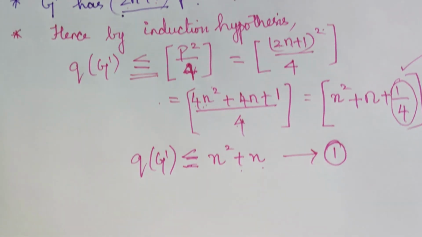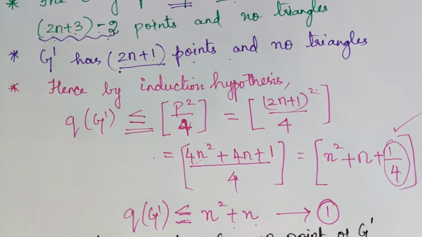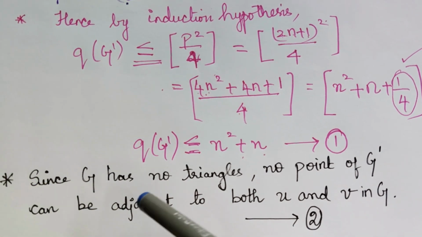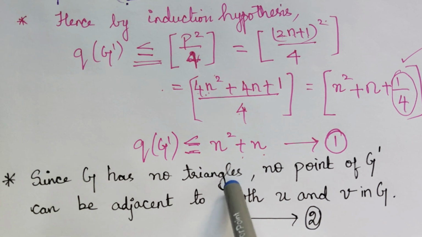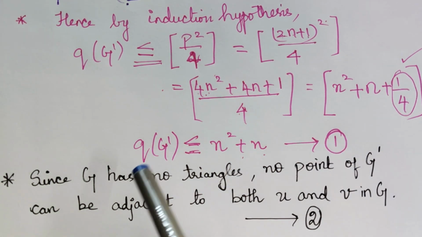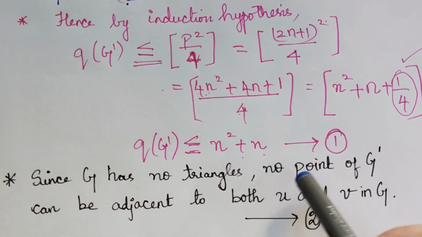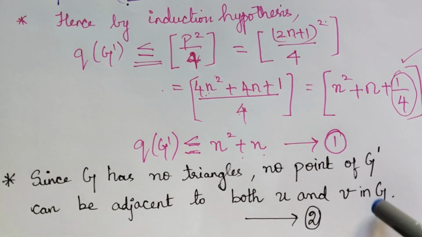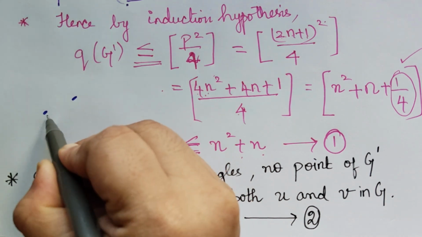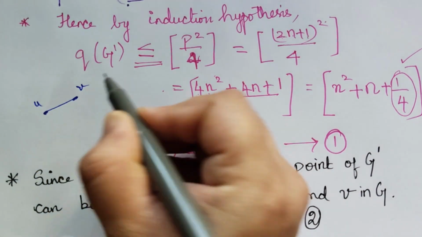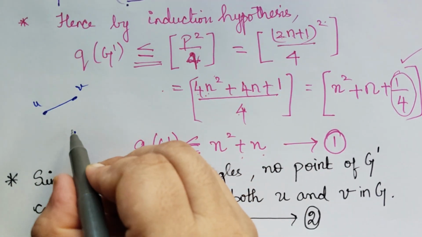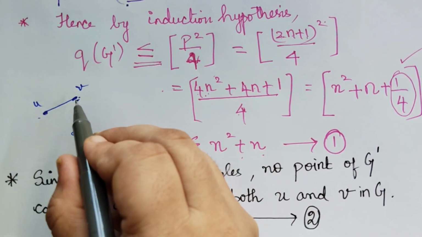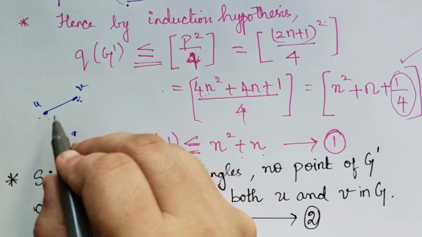Now next, after marking this as equation 1, we are considering another point. Since G has no triangles, we know that the graph G has no triangles, and G dash is a subgraph of G. So no point of G dash can be adjacent to both U and V in G. We know that U and V are adjacent to one another. So now if there is another point in that graph, this point can be adjacent to any one of these two vertices only. It cannot be adjacent to both the vertices at the same time.